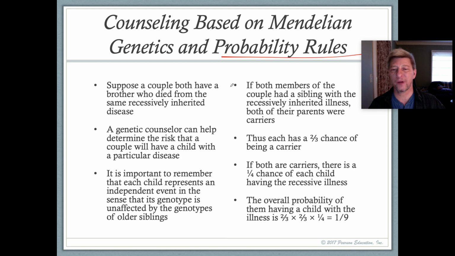if both members of a couple had a sibling with a recessively inherited illness, then that means that both of their parents, in other words, all four grandparents, were carriers. And therefore, each of the children has a 2 in 3 chance of being a carrier. The fourth option, of course, is the brother who actually inherited that illness. So there are only three boxes left on the Punnett square, and 2 out of those 3 are carriers. So if both of them are carriers, then they have a 25% chance of producing a child who has the illness.